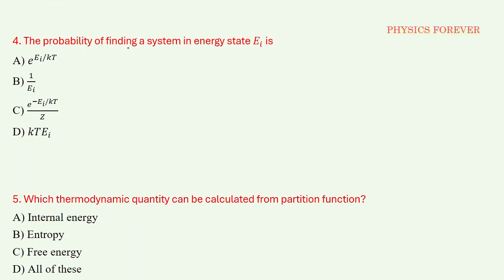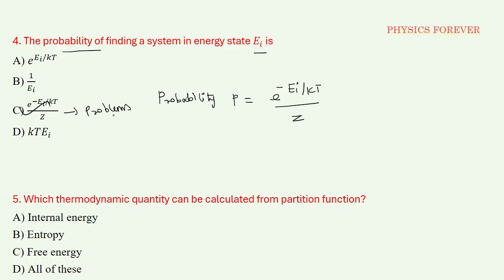Next, the probability of finding a system in energy state Ei. What is the formula for probability? The probability P can be written as e power minus Ei by kT divided by Z. So option C is correct. This is most important for problems.